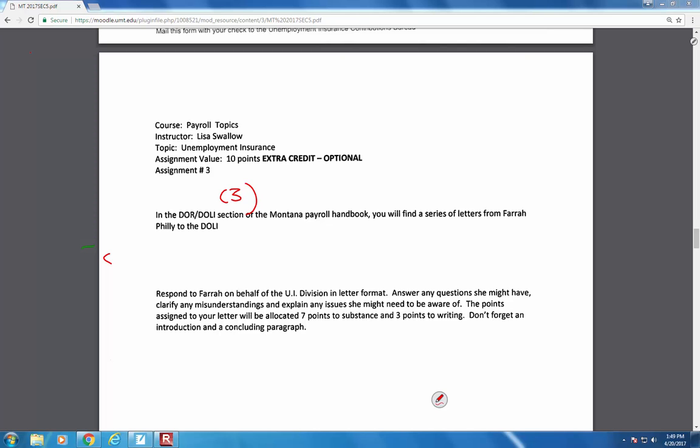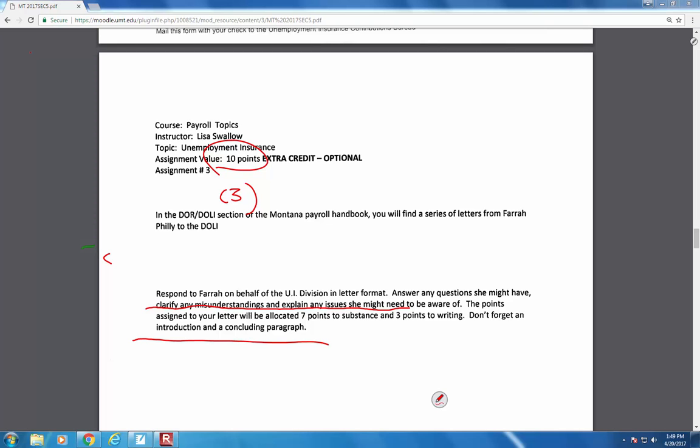And you're going to respond to her using the materials from the lecture I'm going to tape and post. You need to clarify any misunderstandings, explain any issues. This is a letter. You have a return address. You have a date line. Look up, it's not the same as the memo you wrote for today. Memo and letter do not have the same format. Don't forget an introduction and a concluding paragraph, and this is up to 10 points extra credit.